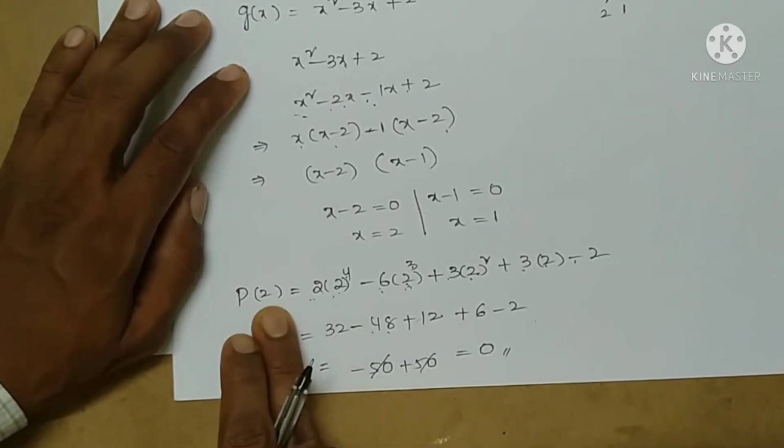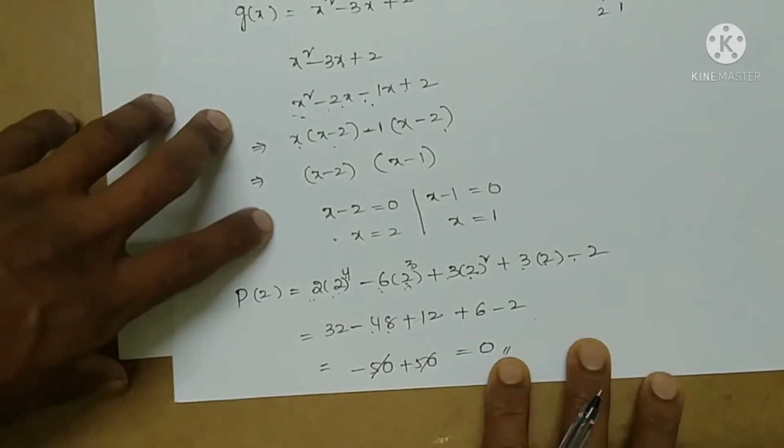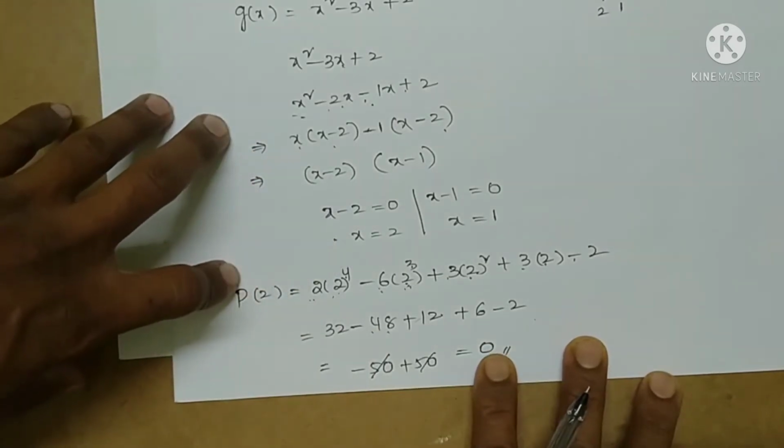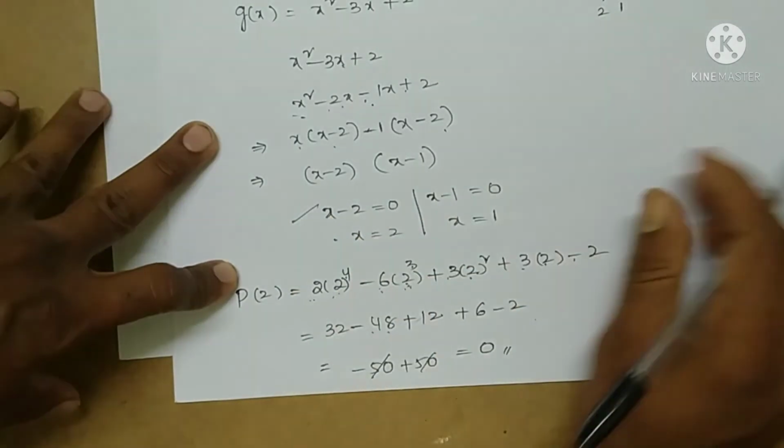So p of 2 is equal to 0. So our first factor x minus 2 satisfies the condition: p of 2 is equal to 0. So the first condition is satisfied.